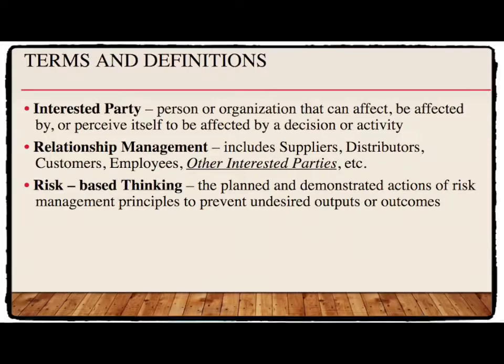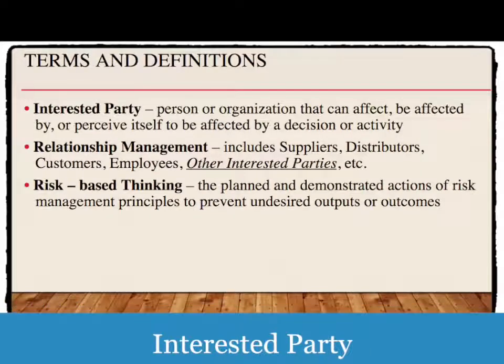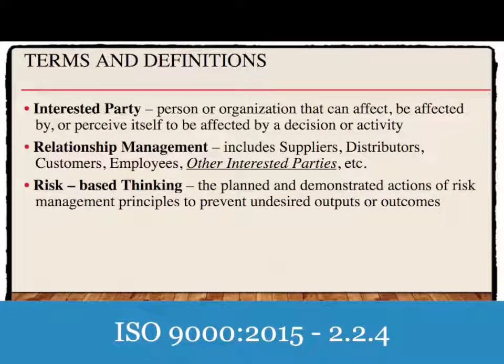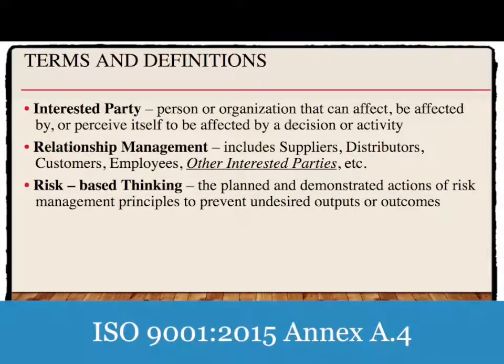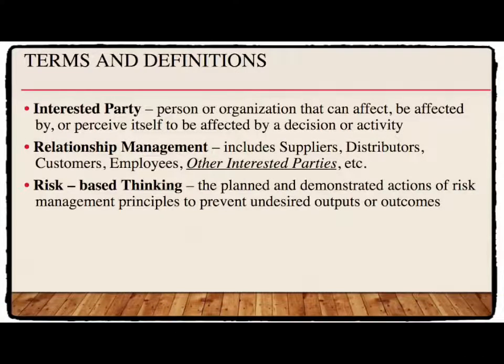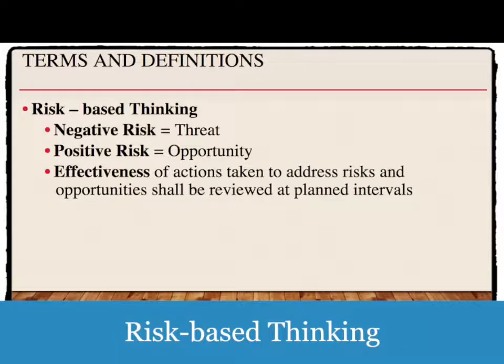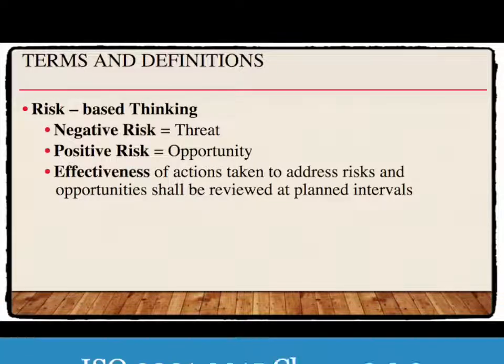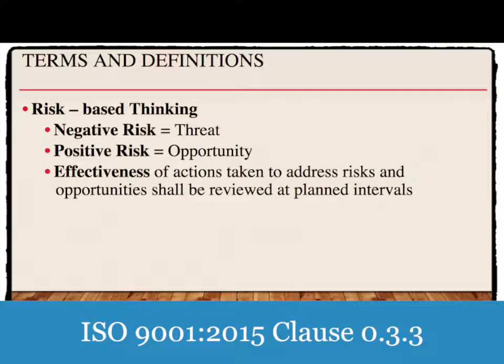Interested party is defined as a person or organization that can be affected by, or perceive itself to be affected by a decision or activity. Relationship management includes suppliers, distributors, customers, employees, and other interested parties. Risk-based thinking is the planned and demonstrated actions of risk management principles to prevent undesired outcomes or outputs.